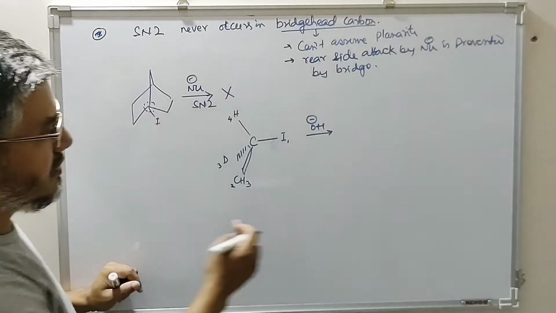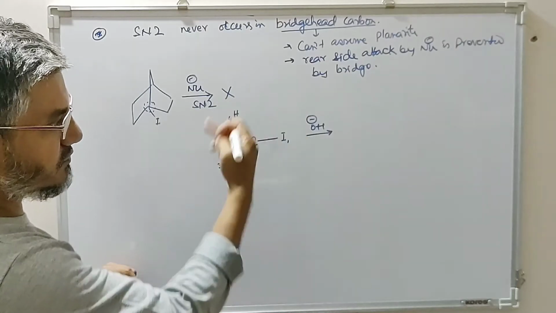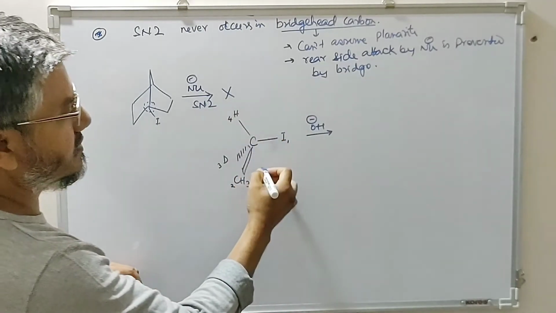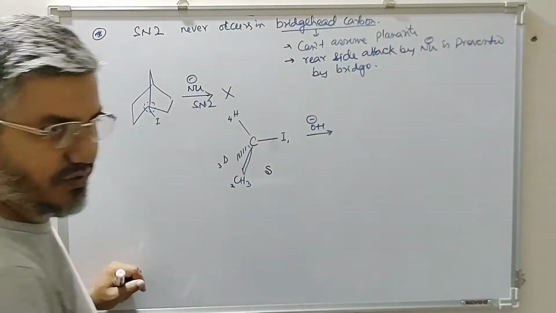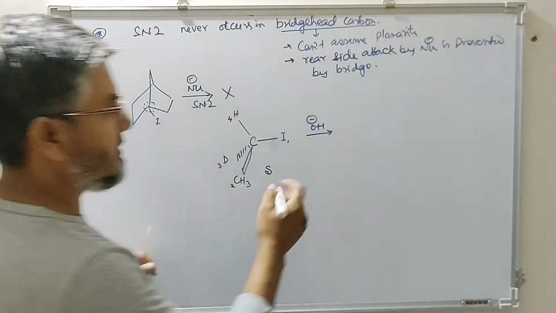So we have to view the molecule from this side. If you view the molecule from this side, this is 1, 2, 3. So this is forming anti-clockwise. If this is forming anti-clockwise, so this is S configuration. Now these OH minus should enter from rear side.